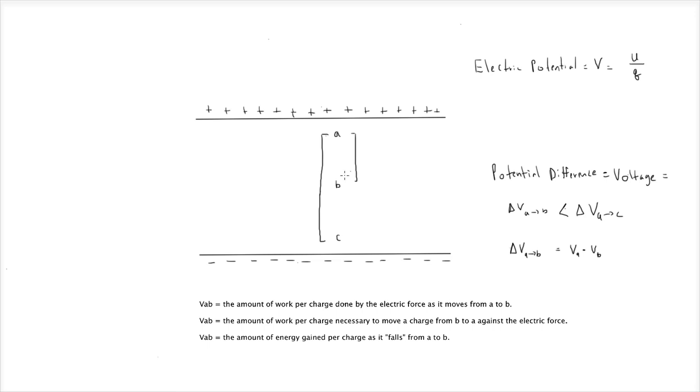Something to think about is, what if we went from C to B or C to A? Now you would be doing work against the electric field, which means you have to add energy to get there. And so that's how you can get a negative voltage. And all of this gets really confusing when we start thinking about electrons versus protons.